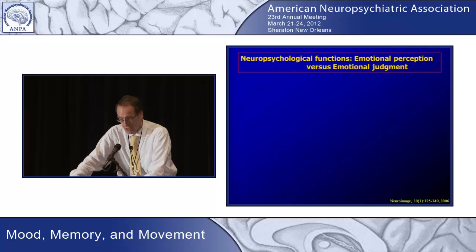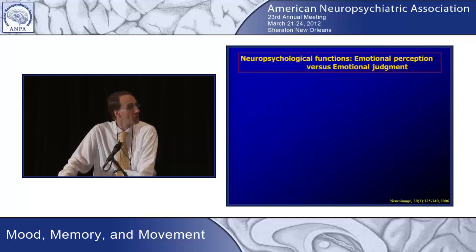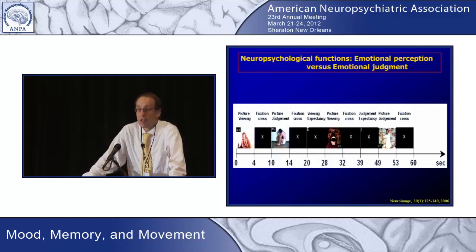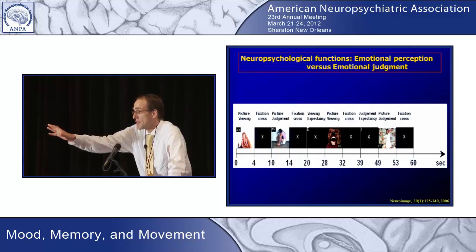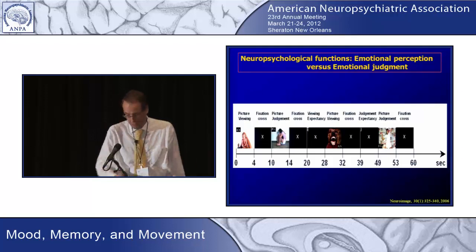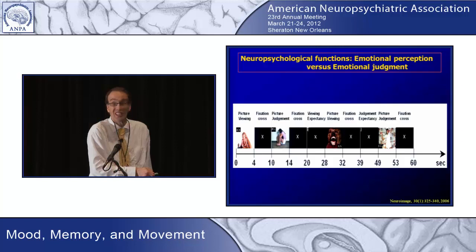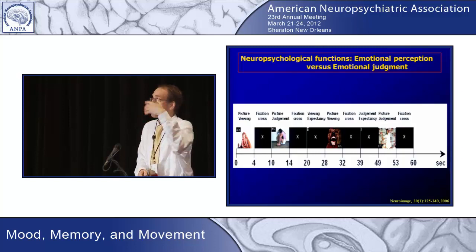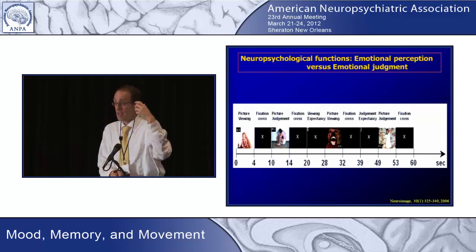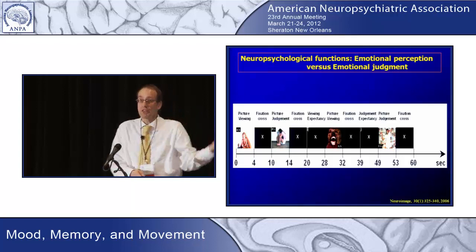As I said, there are different components in emotions. One major distinction is the differentiation between perception and judgment. I don't want to go into detail about this. We presented some emotional pictures where subjects just had to view the picture, and then they also had to judge the picture. And as you can already see, the judgment requires different cognitive abilities, like working memory, attention, goal direction, and motor planning, which are not involved in perception.